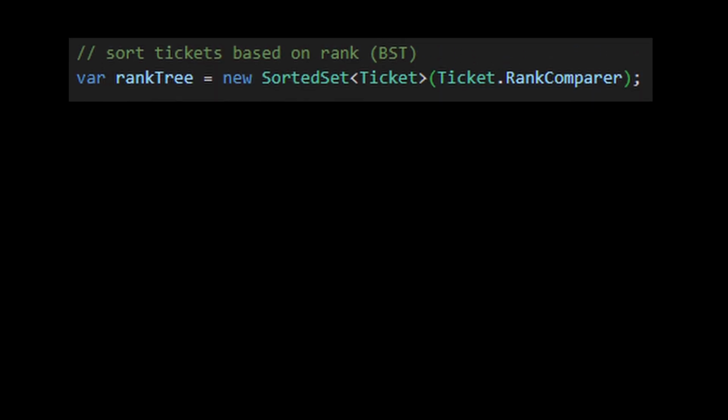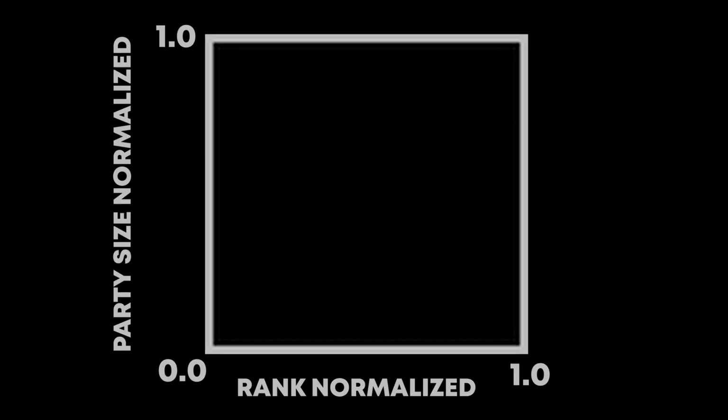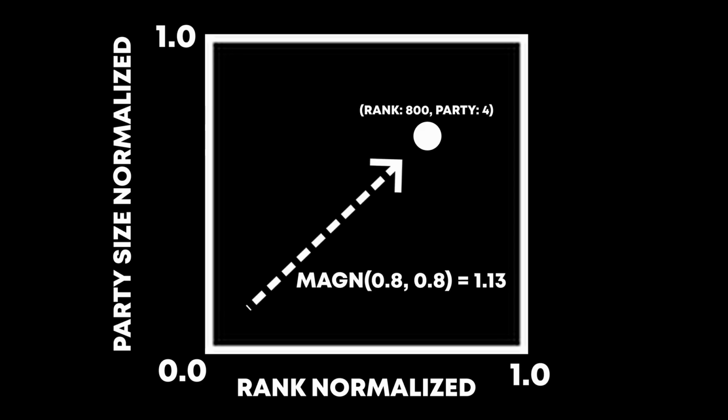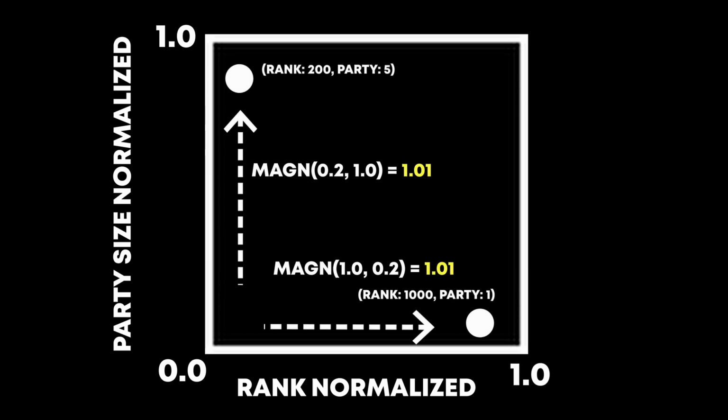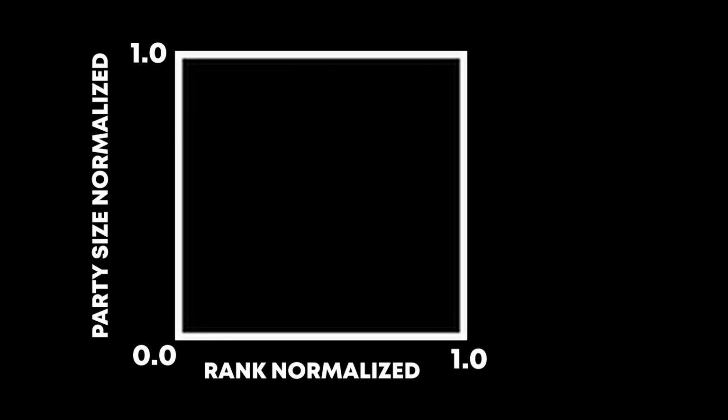You might think the solution would be to find some clever way to combine rank and party size into a single number to continue using a BST, but this doesn't work. Think of rank and party size as two dimensions like x and y. Combining them into a single value is effectively the same as taking the magnitude of the two as a vector. You might not be using the exact equation, but it's logically equivalent. Doing this, a bunch of solo queue high-rank players can be matched against a low-rank 5 stack. By reducing the two, you're losing necessary information.